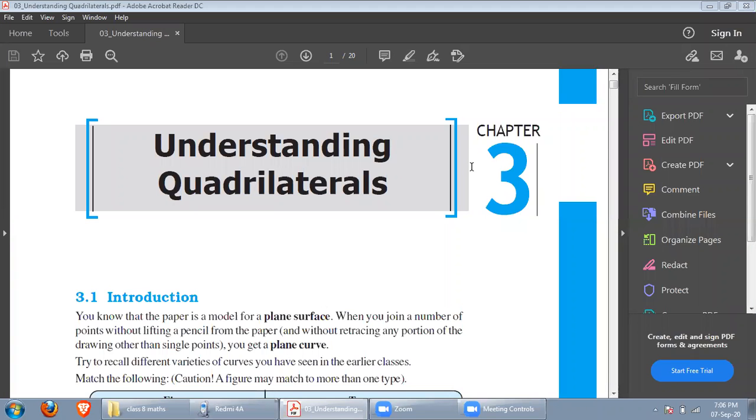Welcome everybody. Today we will start a new chapter, Understanding Quadrilaterals from your NCERT book, Class 8, Mathematics.